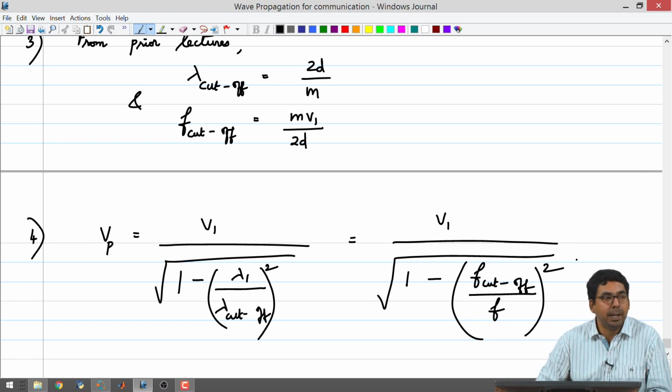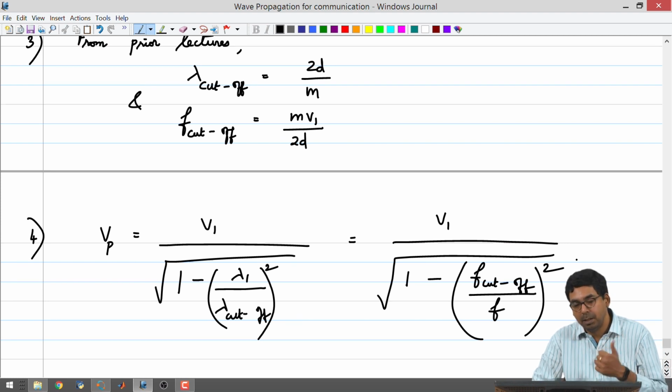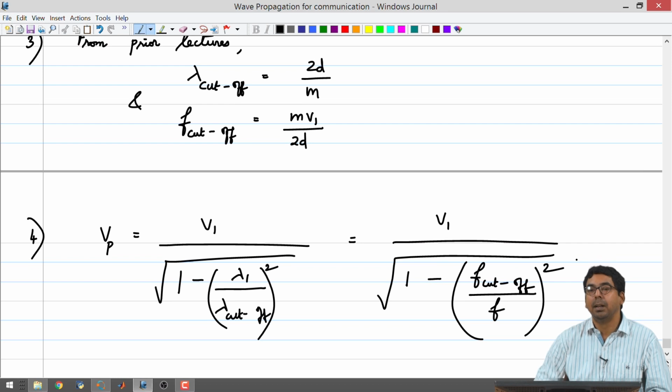F is the operating frequency, the frequency of your signal that you are using. F cutoff is determined by the dimensions of the waveguide and the mode that you are choosing. So, F cutoff is m V1 divided by 2D, depends upon the medium that fills the parallel plate, depends upon the mode you are choosing m, and depends upon the construction of the parallel plate, that is how far away the two plates are going to be. And F is the frequency that you have chosen to operate it with. As long as it is higher than F cutoff, you will be having waveguiding action.